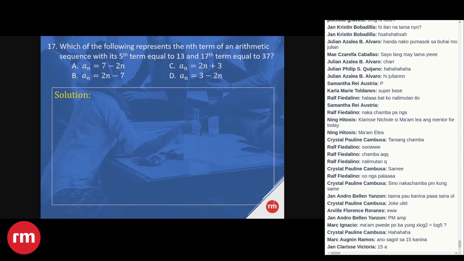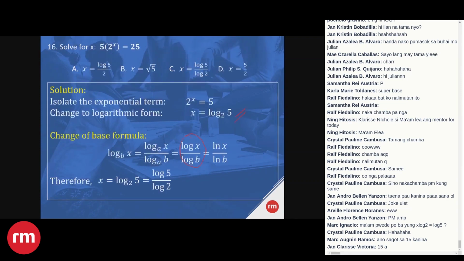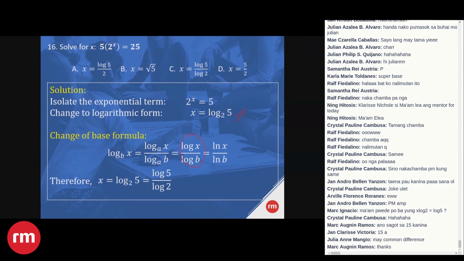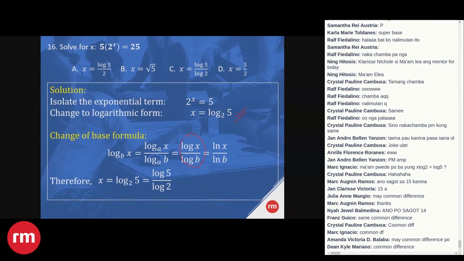So Mark, so yes, sige, balik muna tayo ng saglit lang. So just to answer Mark's question, can we have x log 2 equals log 5? Yes, you can do that. Then finally, you divide both sides by log 2, you will get letter C.